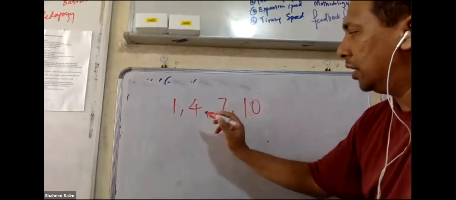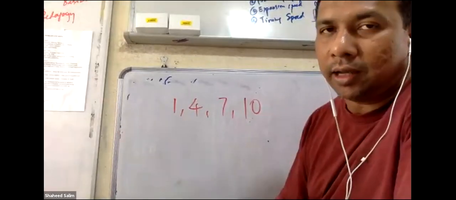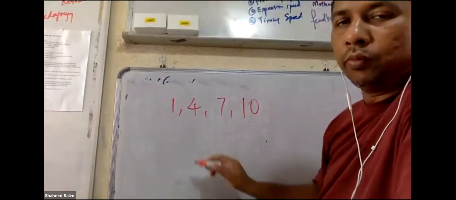10 minus 7 is 3. 7 minus 4 is 3. 4 minus 1 is 3. I can take any two numbers here and subtract. Now, what we have here, we do the same.